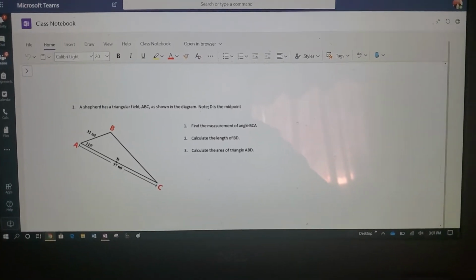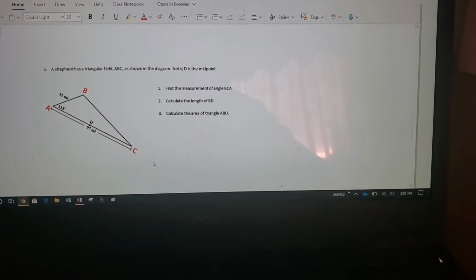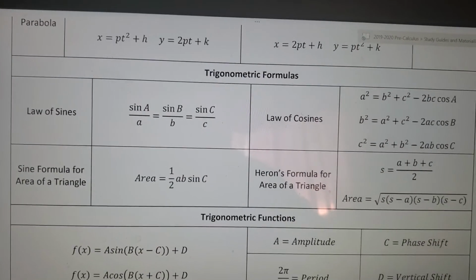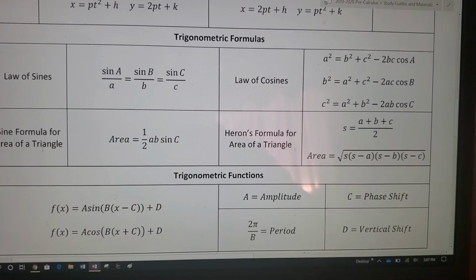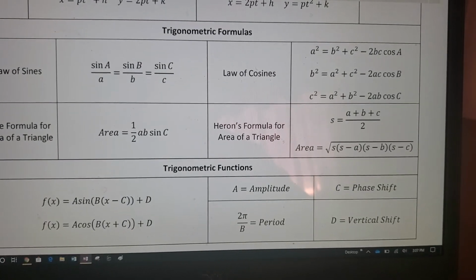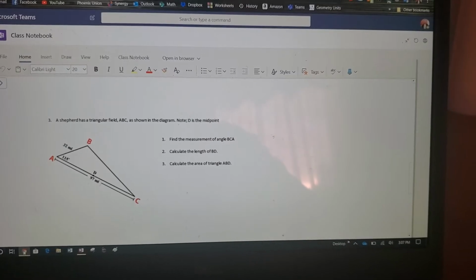Hi guys, so this is going to be part 2 for studying for the Unit 6 test. And just a few things that I'm going to cover in this video. It's going to be the sine formula for the area of a triangle, and here's the formula for the area of a triangle. Okay, now in the whole study guide you can see several problems.